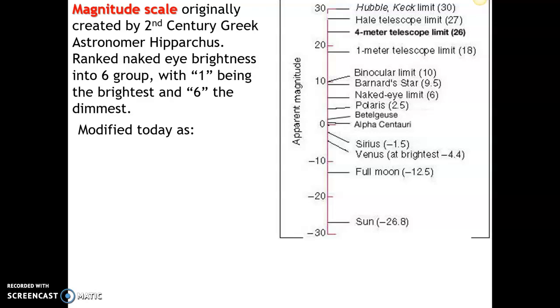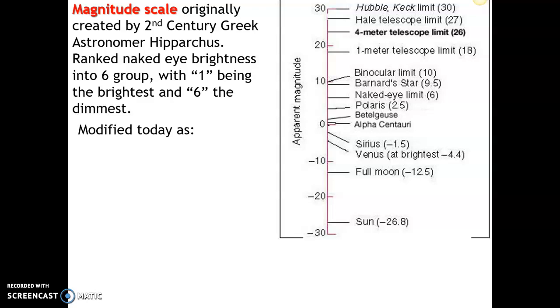So Hubble telescope, Keck telescope, they can see something as far as 30 magnitude, which is very, very, this is a logarithmic scale, so that's very, very weak. A 4-meter telescope can see something at 26 magnitude. Remember, the naked eye can only go to 6. So we can see stuff beyond that.